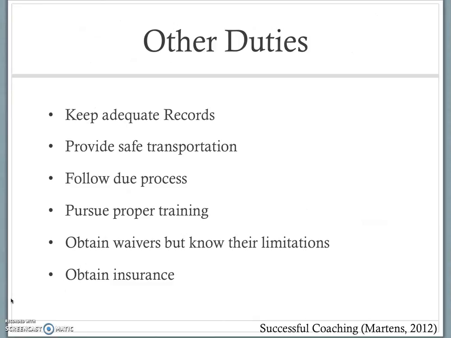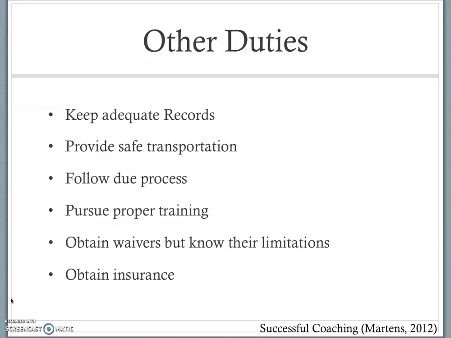Other duties to manage to reduce your risk of litigation include keeping accurate records such as player evaluations, practice plans, health history and emergency contacts, consent forms, and injury reports. Provide safe transportation. The best way to transport your athlete in terms of liability is by public carrier. Follow due process and protect the rights of your athletes. Pursue proper training through clinics and professional development. Obtain waivers, but be aware of their limited legal value.